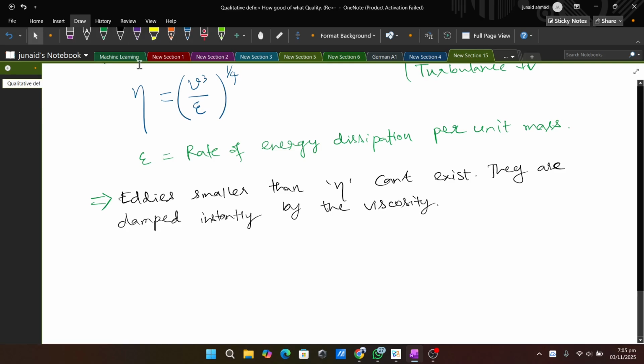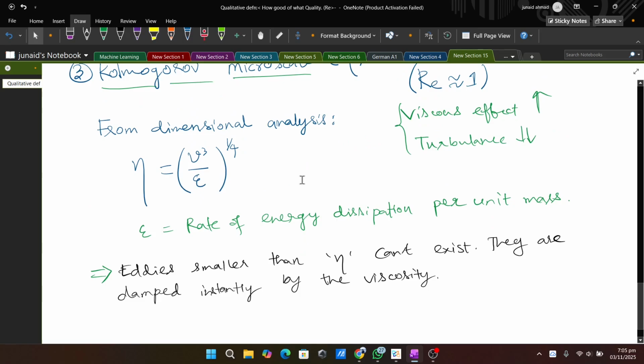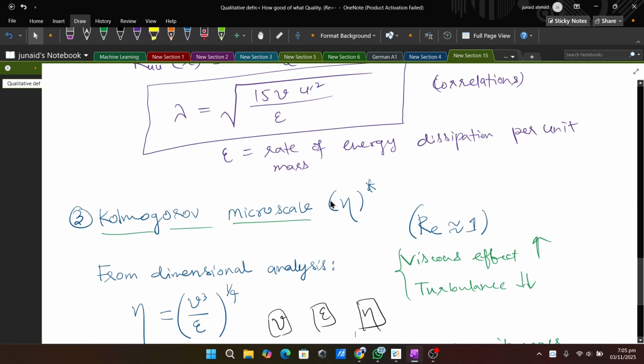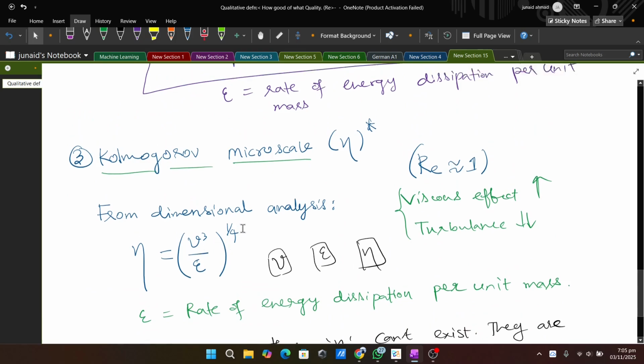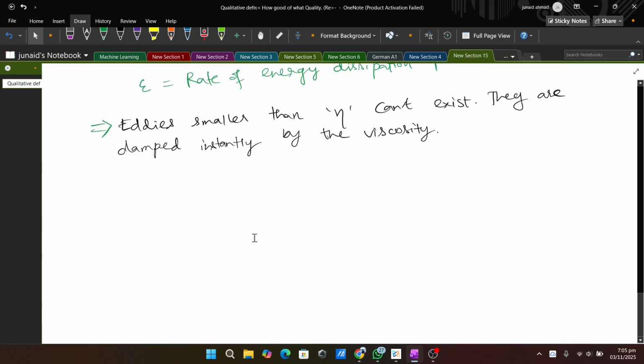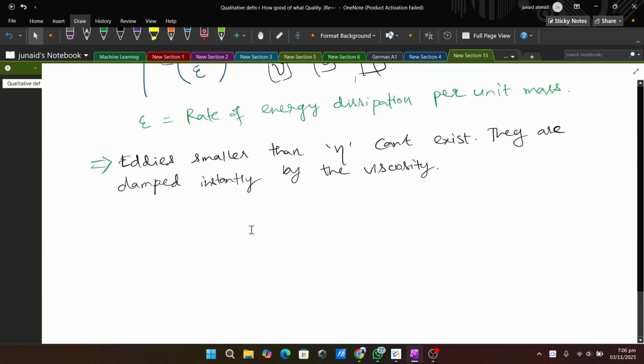Okay. So maybe you will be given the value of the kinematic viscosity and the value of the rate of energy dissipation per unit mass. And after getting those two values, maybe the teacher can ask you to find the value of the Kolmogorov microscale, right? So you can very easily do that by using this formula. Okay. In order to look at the derivation, how we have got those things, although it is from dimensional analysis, you can refer to books like Introduction to Turbulent Flows from Cambridge University Press. Okay.